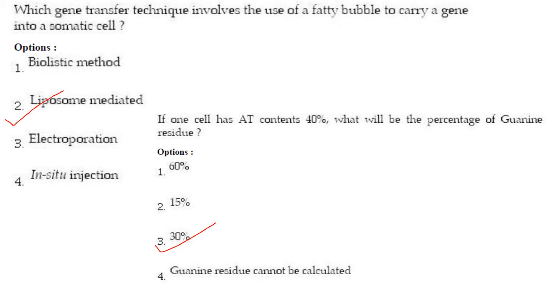If a cell has AT content 40%, what will be the percentage of guanine residue? Answer options are option 1, 60%, 2, 15%, 3, 30%, 4, guanine residue cannot be calculated. So they have given AT percentage as 40, so the percentage of GC will be 60. Out of this, percentage of G will be 30%. Answer is option 3, 30.